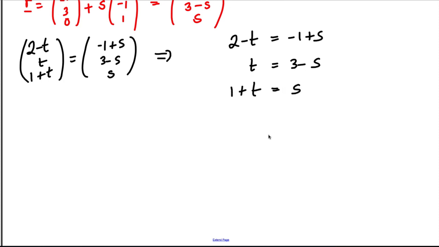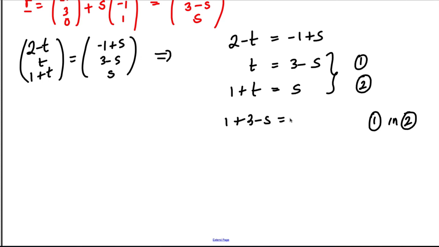Now, it just so happens if you play around with equation 1 and 2, you don't get an answer. They're the same equation, just rewritten. If you look at them carefully, you can see they're the same equation, just in a different format. These two are different equations, so I'm going to use these two. T is equal to 3 minus s, so if I call that equation 1 and that equation 2, if I put 1 in 2, I would get that 1 plus 3 subtract s is equal to s.